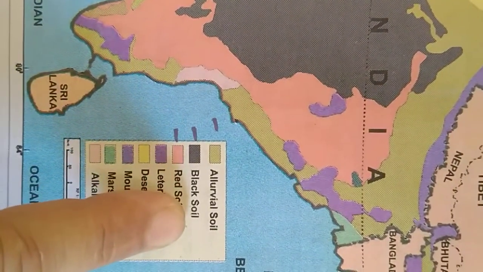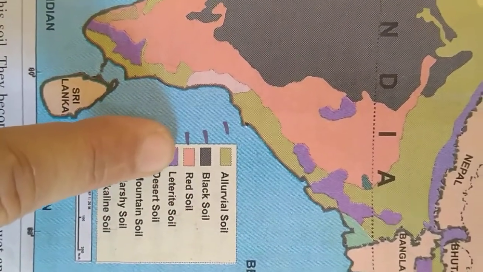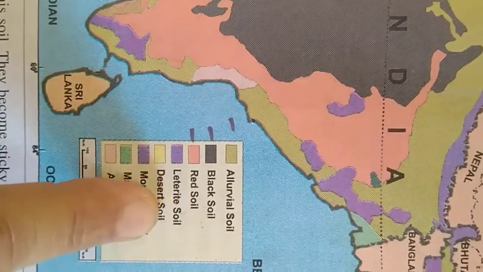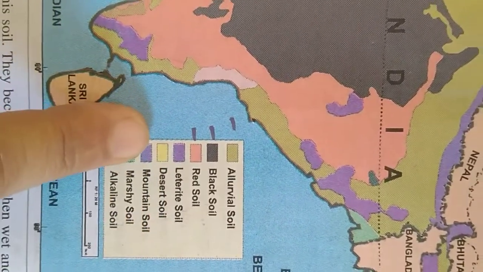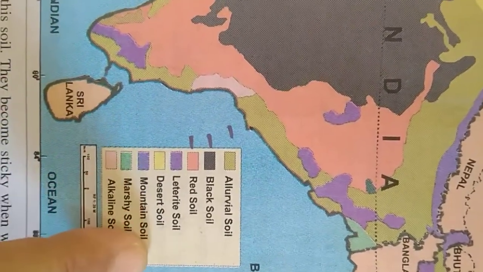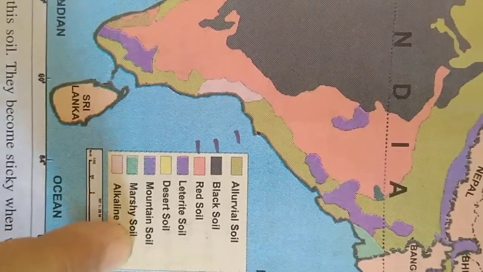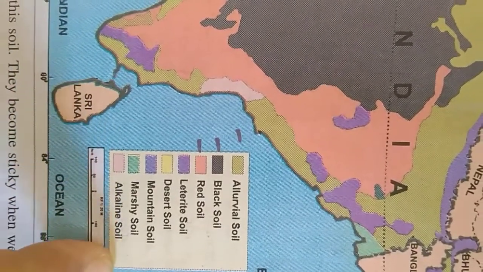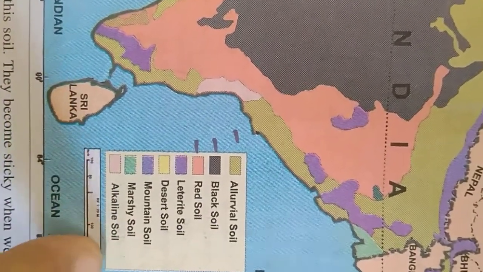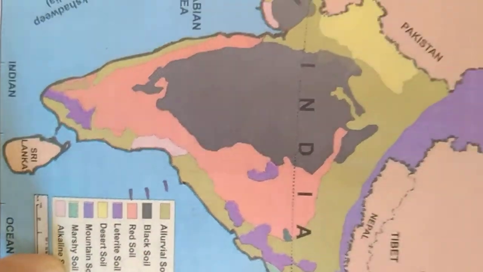There is a black color for the black soil. There is a pink color for the red soil. Purple color is for the laterite soil. Yellow color is given for the desert soil. Then there is a light purple color for the mountain soil. There is a green color for the marshy soil or alkaline soil, but we have to study all these 6 types of the soils.